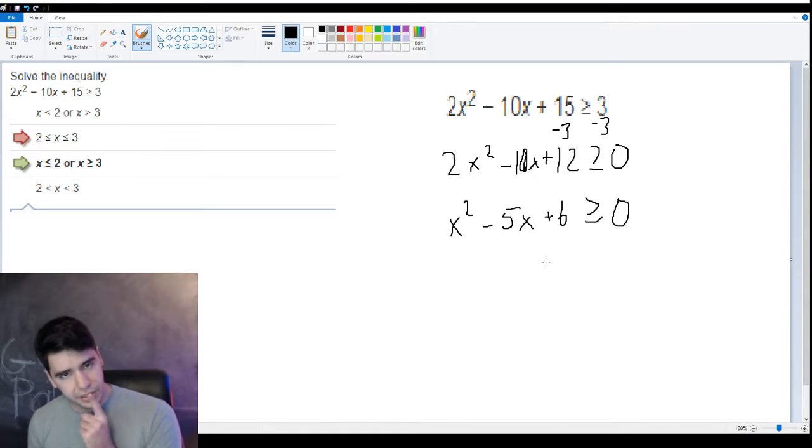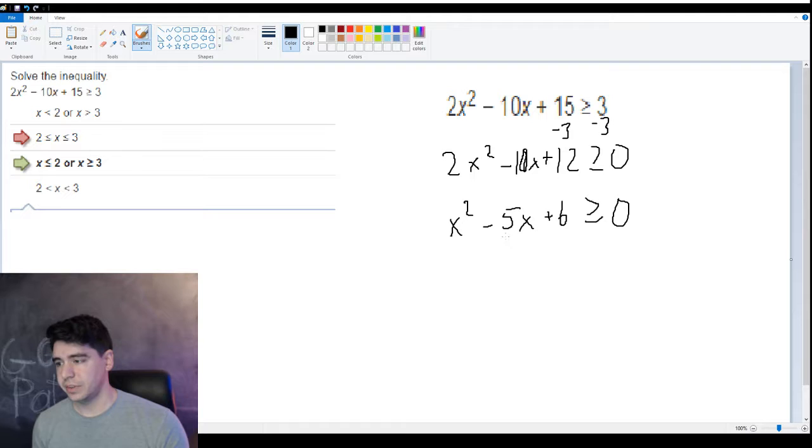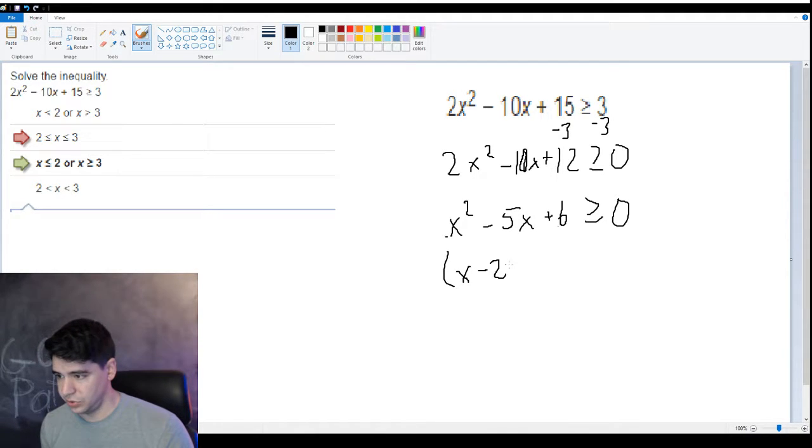And so now what I have here is x squared minus 5x plus 6 is greater than or equal to 0. And so now if you remember your factoring rules, I have to find two numbers that add up to negative 5 and multiply to equal 6. And those two numbers are negative 2 and negative 3. So that gives me x minus 2 times x minus 3 is greater than or equal to 0.